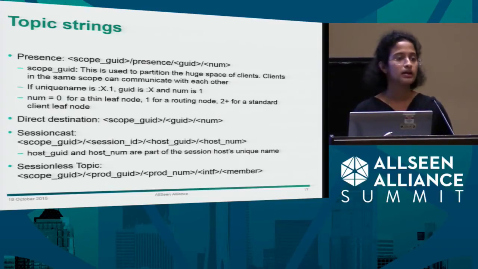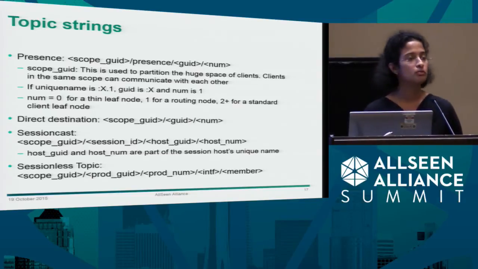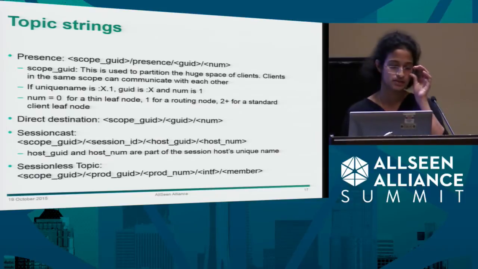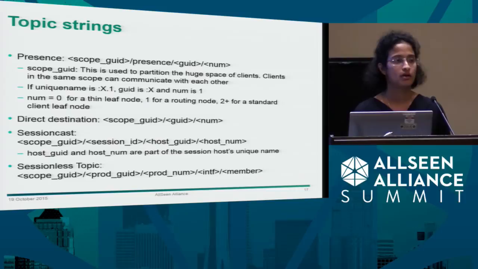So the presence topic, the presence signal, is used by other nodes to detect whether a particular node is still on the network, that is, is that node still connected to the broker? So the format for that is the scope GUID, followed by the presence string literal, and then the GUID and the number of the node.